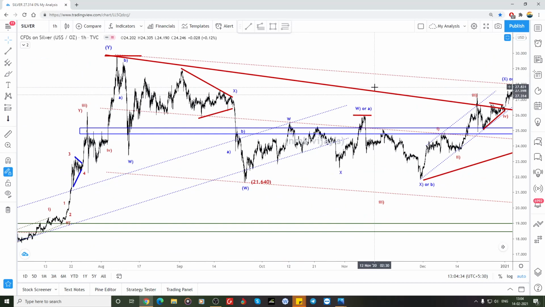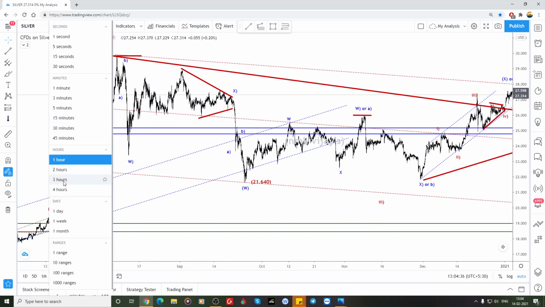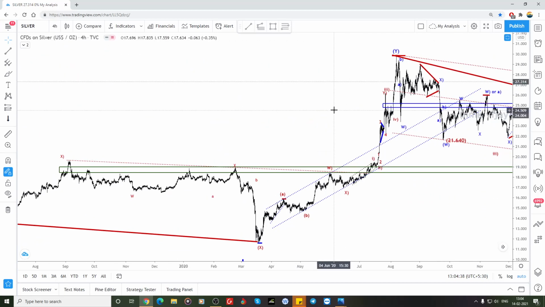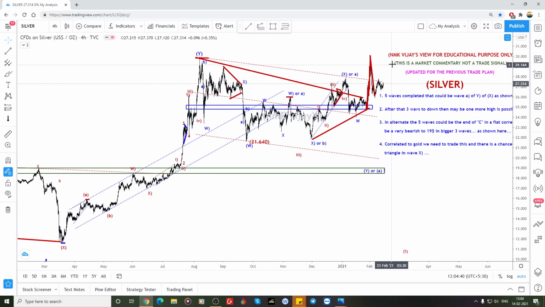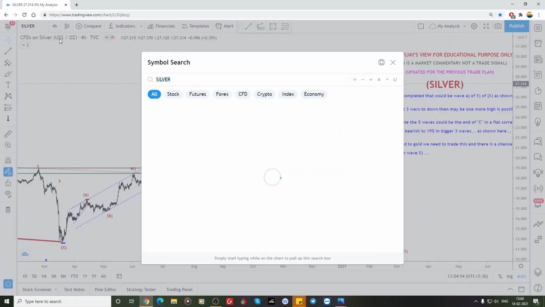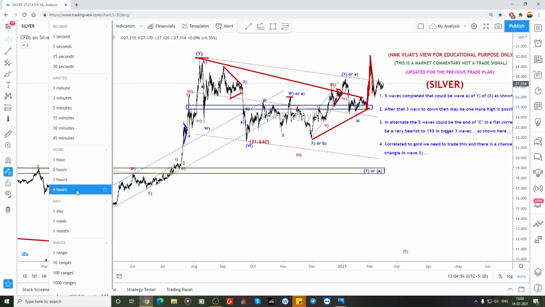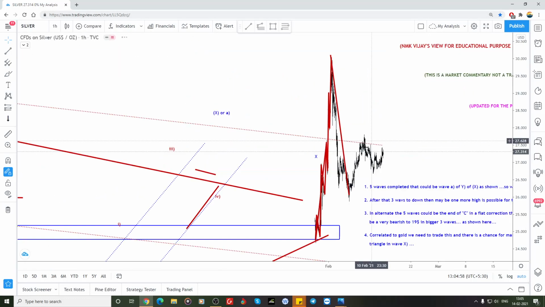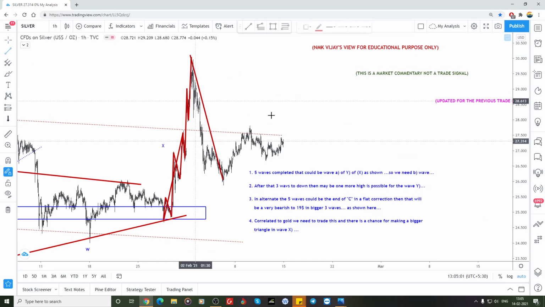So let's see, and this is my silver view. If it comes in the 3-wave structure to near here, at nearly 29, I will be on the sell side, making this my stop loss, because if it is the end of the trend, it can't go below the high, so above the high. So this is my conclusion. Let's see how it plays.